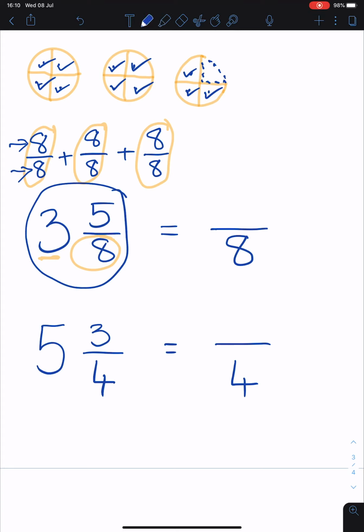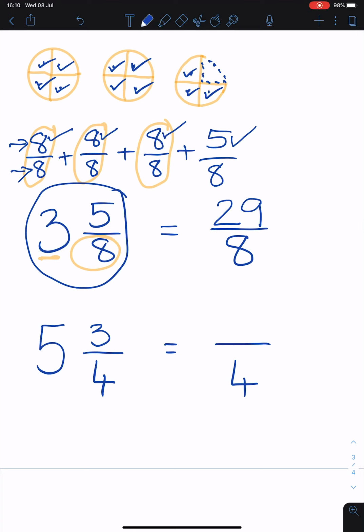Then I must add my 5 out of 8. So what have we got? 8 plus 8 is 16, plus 8 is 24, plus 5 is 29/8. Let's do the last one.